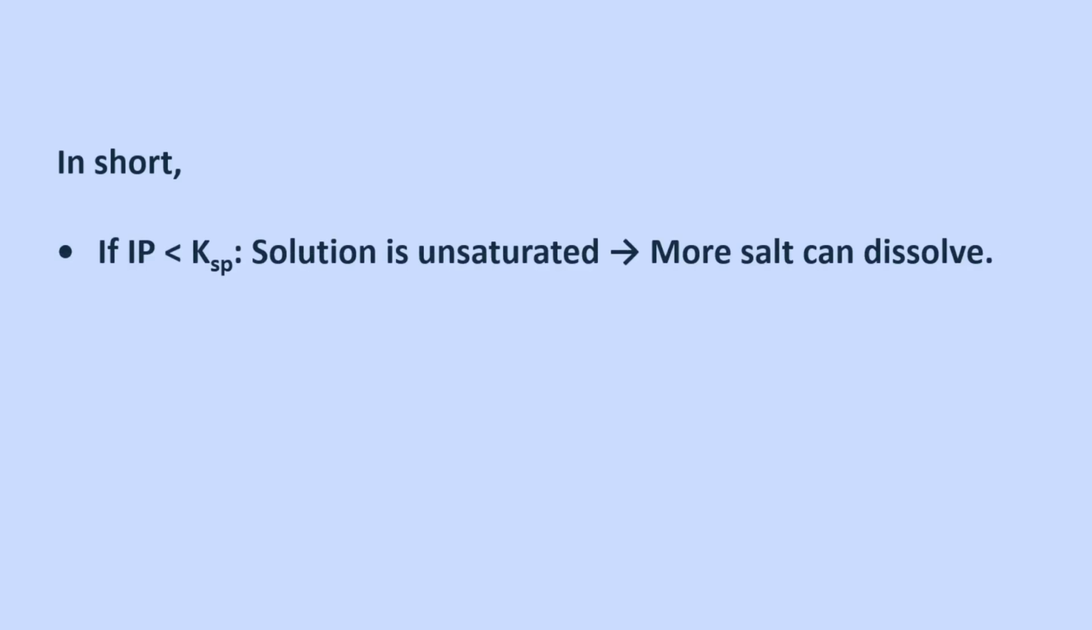The value of ionic products helps us understand whether precipitation will occur or not. Let us break it down. For example, if the ionic product is less than the solubility product, then the solution is unsaturated. That means more salt can be dissolved.